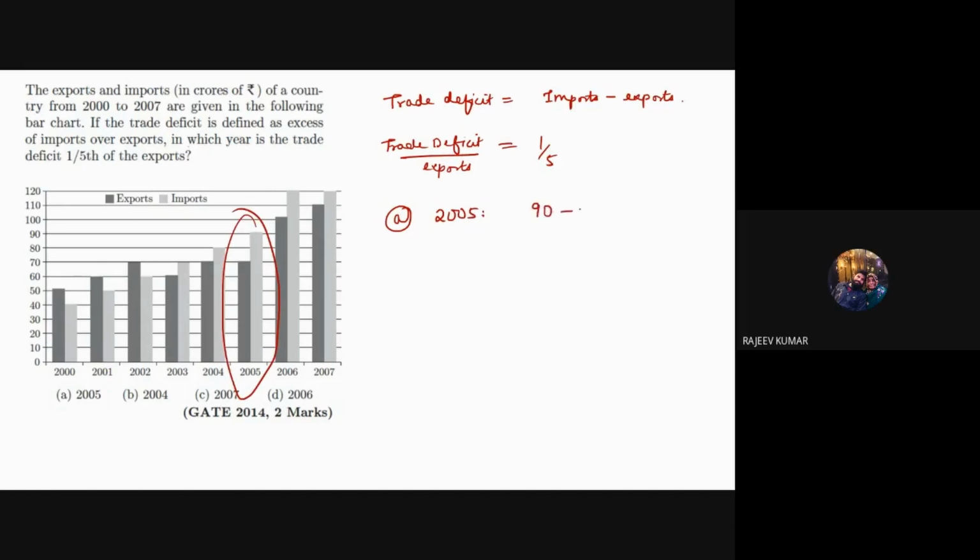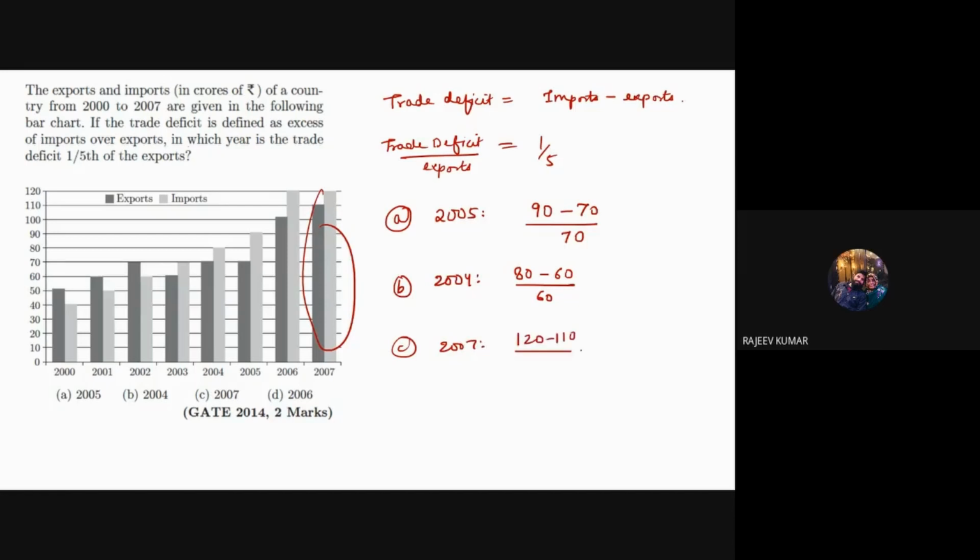Imports 90, exports 70 upon exports 70. B 2004, imports 80, exports 60 upon exports 60. C 2007, imports 120, exports 110 upon exports 110. D 2006, imports 120, exports 100 upon 100.